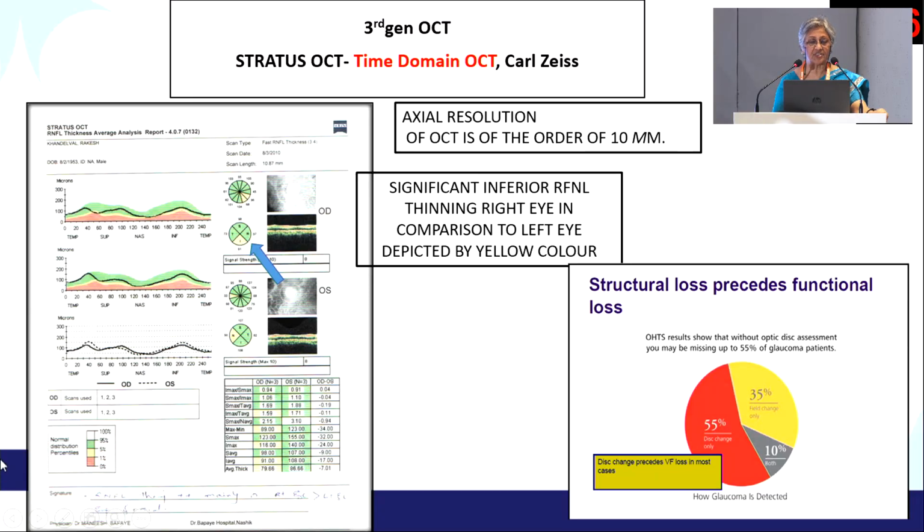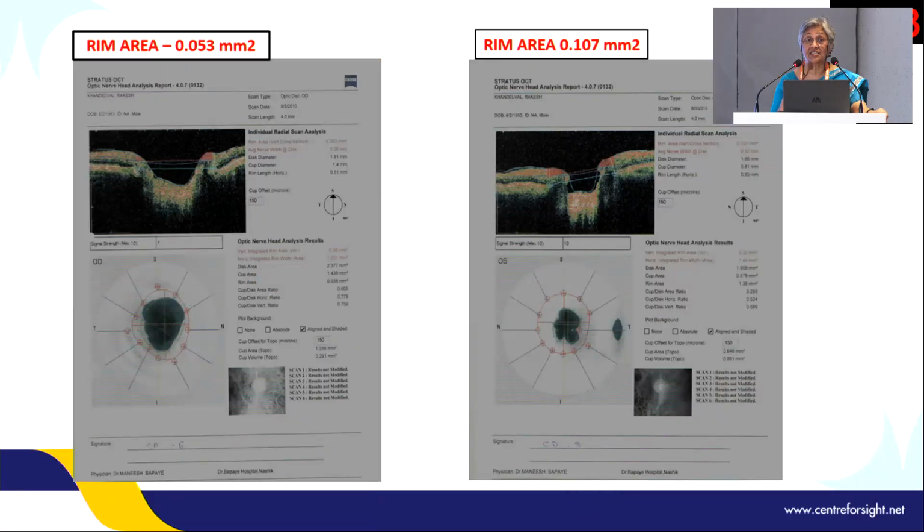It's very easy to see that where my marker is there in the blue, there is a definite area which is borderline. Now, the axial resolution of this OCT is only up to 10 microns. We find that there is significant inferior RNFL thinning in the right eye in comparison to the left eye, depicted by yellow color. Is that significant? Of course it is, because we know that structural loss precedes functional loss. So you might find that the field is absolutely normal, but OCT is giving us some information.